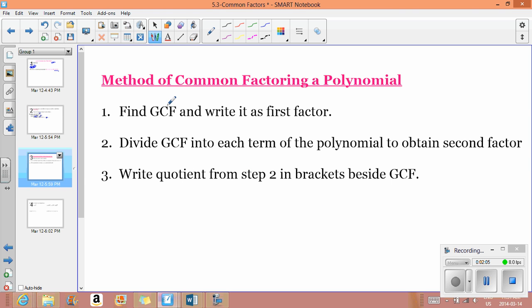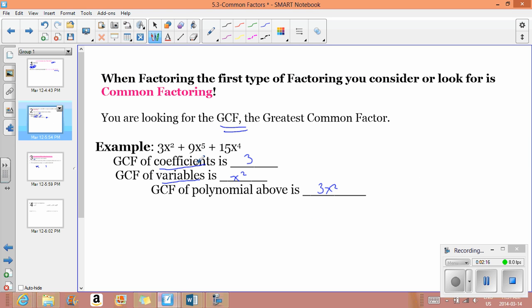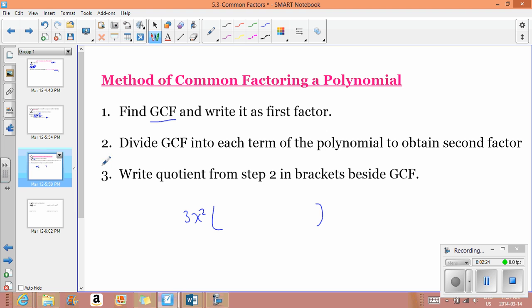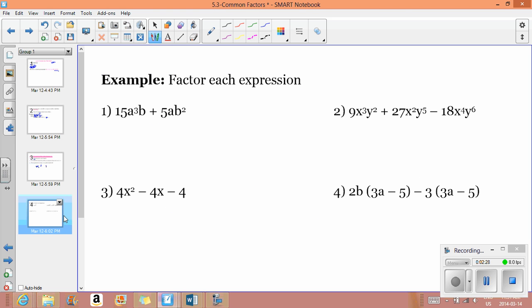So the method is you find what your GCF is, and that would go in the front. So in the example we had there, and then whatever you get from dividing, so you take your polynomial and you would divide it by 3x squared, divide it by 3x squared, divide it by 3x squared. Whatever you get after this division, that's what would go in the bracket here. Okay, so let's do a couple examples here.